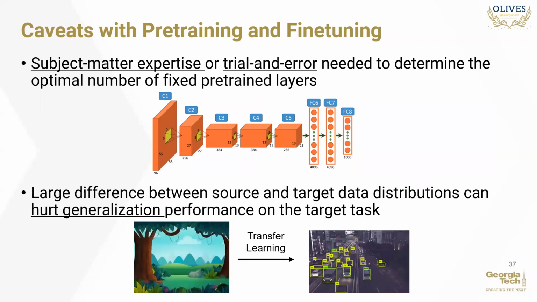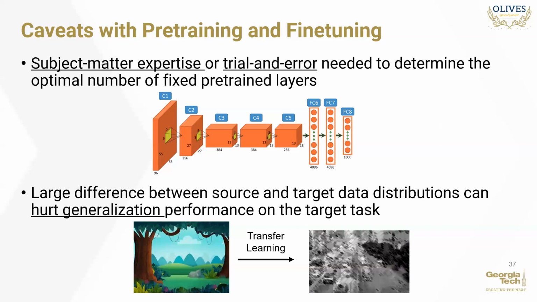Another problem with pre-training and fine-tuning is that sometimes the source domain and the target domain can be significantly different. If you perform transfer learning in this case, it's likely that your model is going to perform even worse than if you hadn't performed transfer learning, simply because you are transferring features from a very different domain to the target domain.